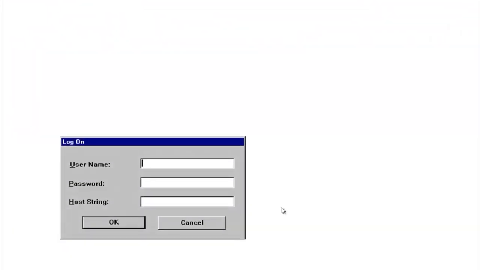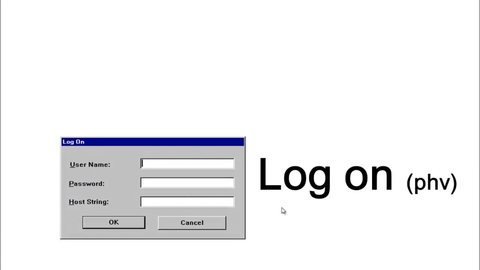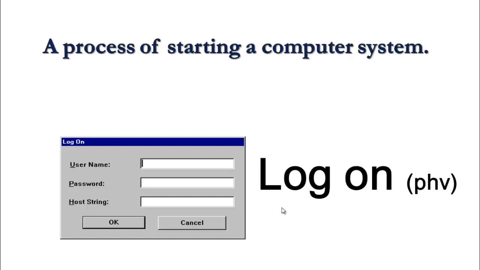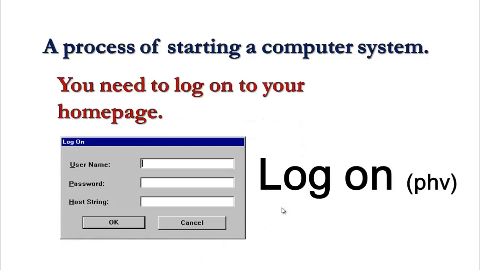Next word, repeat after me, please. Logon. It's a phrasal verb, a verb plus preposition, meaning a process of starting a computer system. Example, you need to log on to your home page.